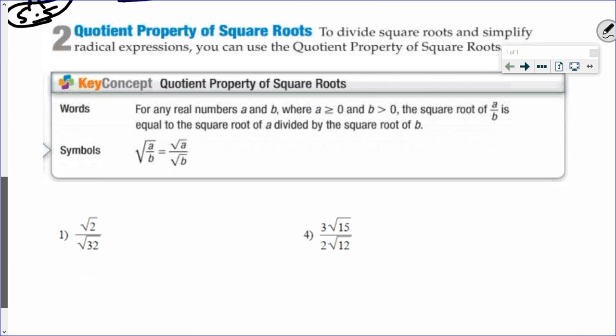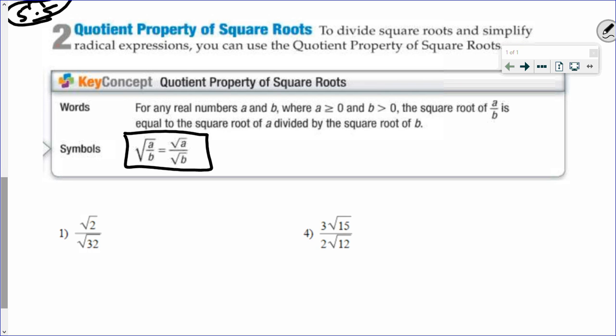And the second property we're going to learn about here today is the quotient property of square roots. To divide square roots and simplify radical expressions, you can use the quotient property of square roots. You're either able to write them both under the same radical, or you can write them separately. To apply that quotient property to this one, if I write them under the same radical, I end up with 2 over 32 inside of my radical. Why is this useful? With 2 over 32, you can reduce that fraction. That would reduce to 1 over 16.